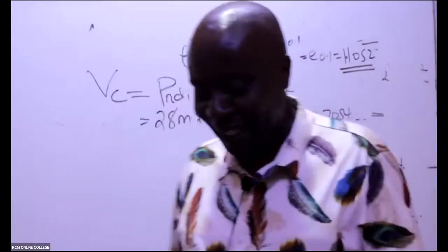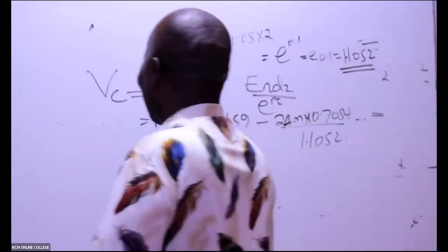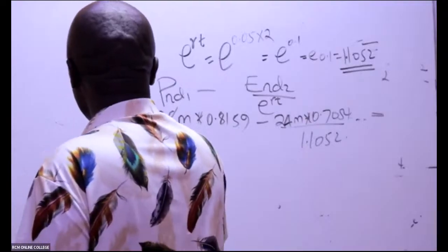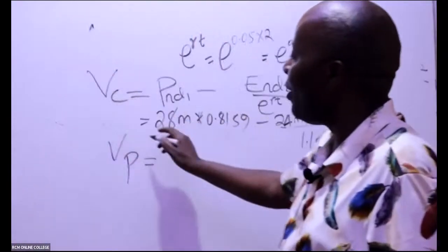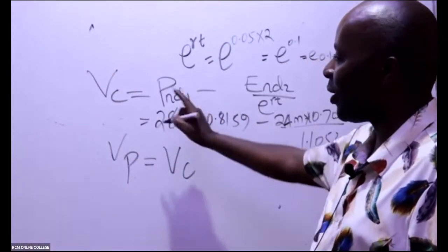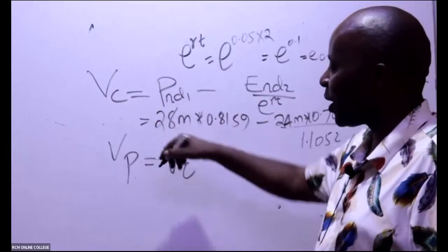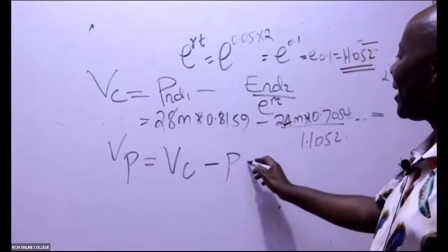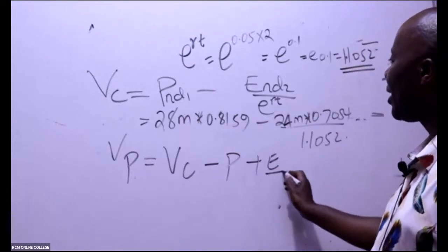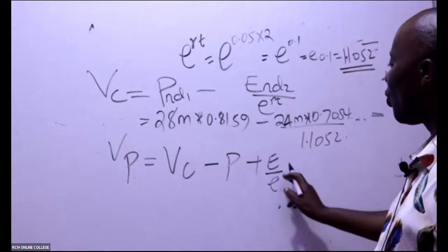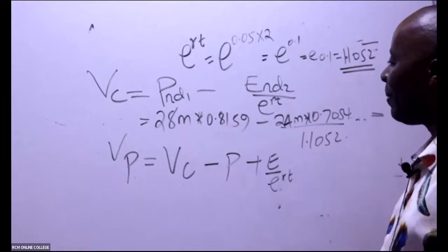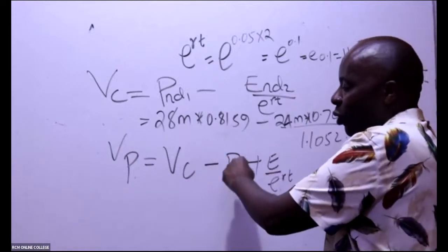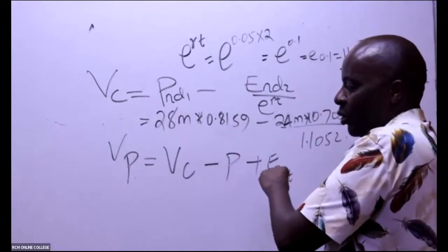But just in case there is a student who wants an award, is there somebody who knows how to get the value of a put? So the value of a put will be the value of what here? Somebody? The call. And then you take this to the other side, minus the P, plus the exercise price divided by e raised to RT.